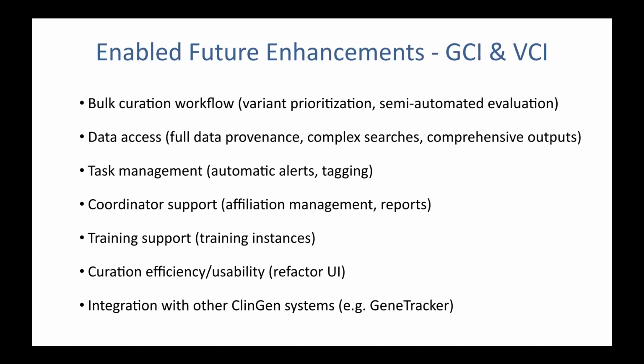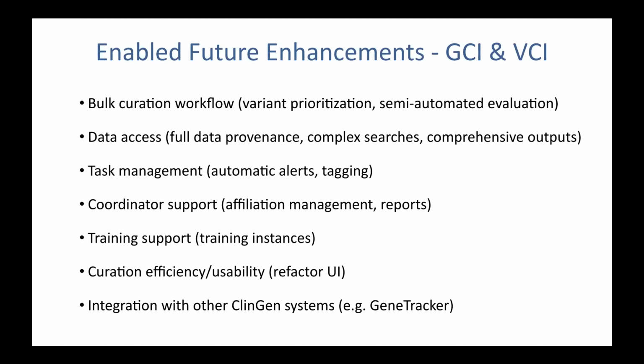So for instance, as I said a moment ago, this platform is designed to be scalable, so it will support bulk curation workflows. Currently, the VCI is a one variant at a time process, but now we'll be able to change that. So we'll be able to support bulk curation workflows, including the bulk prioritization of variants. And following on from that, semi-automated criteria evaluation, whereby variants that meet specific criteria thresholds can be tagged with the pertinent ACMG evidence code.